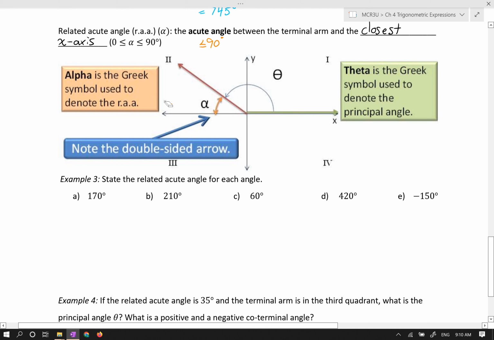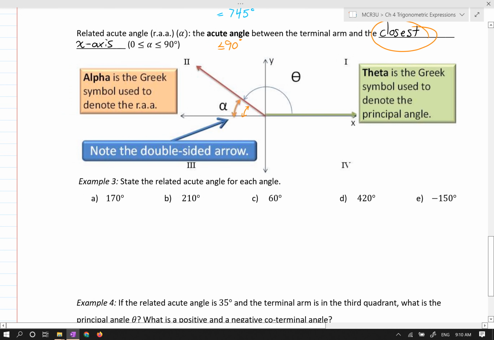If we're coming up with it, my advice is to take a look at your terminal arm, and in this case, that's the red arm again. Take a look at your terminal arm and draw an angle in both directions to the x-axis, and then you want to work with the angle that you just drew that is the smallest, because that's going to go to the closest x-axis. So in this case, our related acute angle will fall on the left-hand side because that's a much smaller angle. That's the only one that's acute. So in this case, our angle alpha can be found over here.